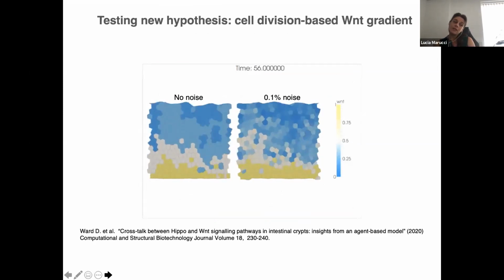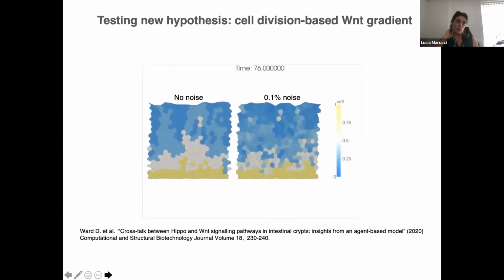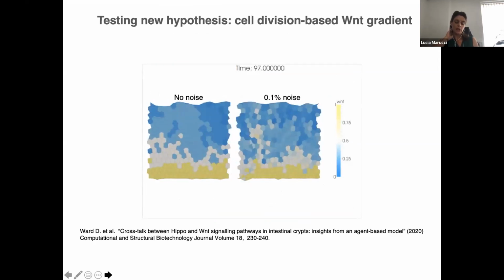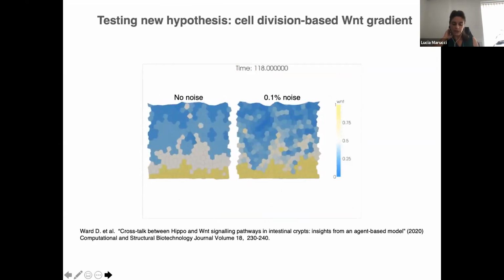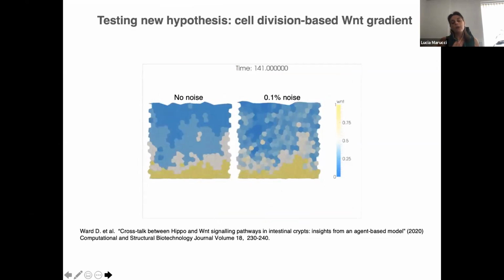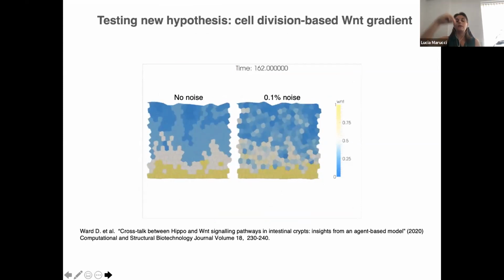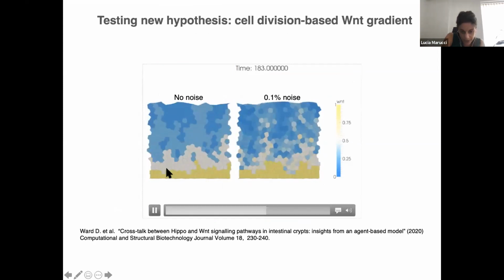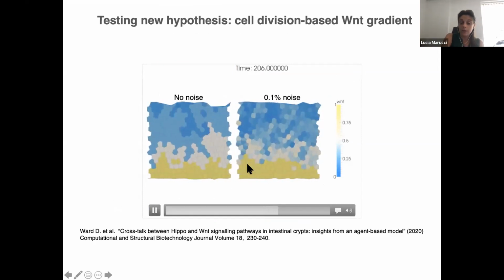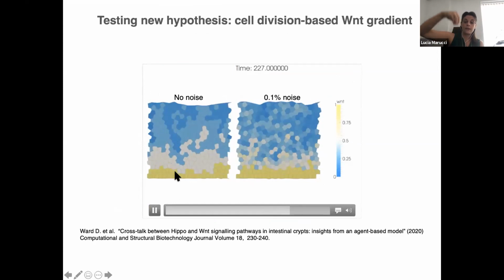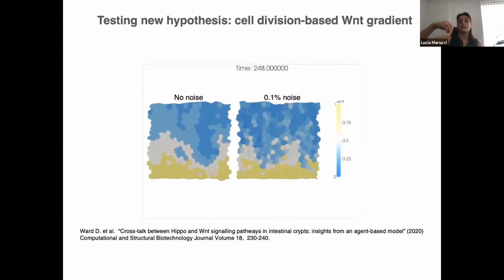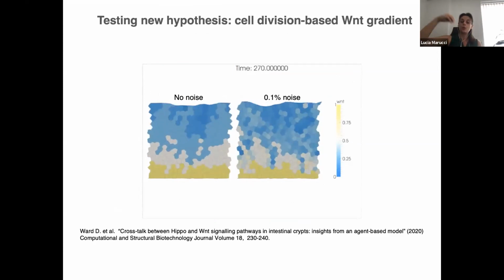So in this video, I'm showing a simulation in which we tested a novel hypothesis from the Hans Clevers lab, in which basically they hypothesized that even without imposing a gradient of Wnt in the crypt, if cells at the base of the crypt, the stem cells, express Wnt, it should be able, just by dilution as they migrate upwards and divide, to dilute Wnt, so to create the gradient.